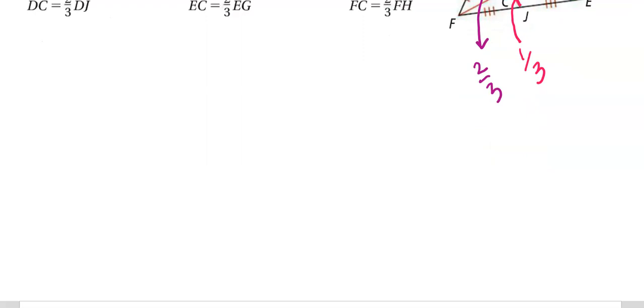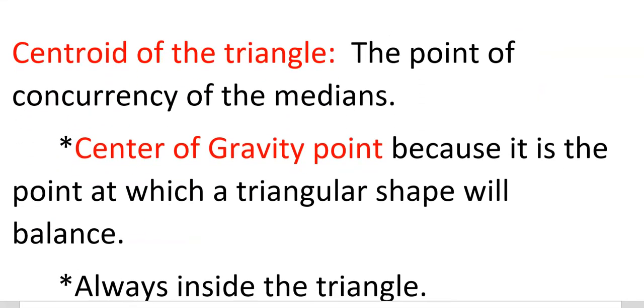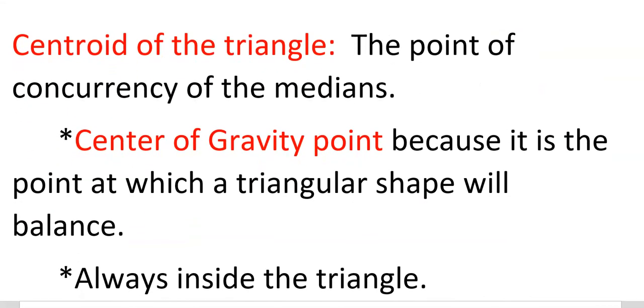So let's look at a question. They explain centroid here, the point of concurrency of the medians. So if you go from the angle to the median across the other side, the angle to the median across, and the angle to the median across, where those cross is the centroid. So that's that point in the middle somewhere. This is called the center of gravity point because it's the point at which a triangular shape will balance.